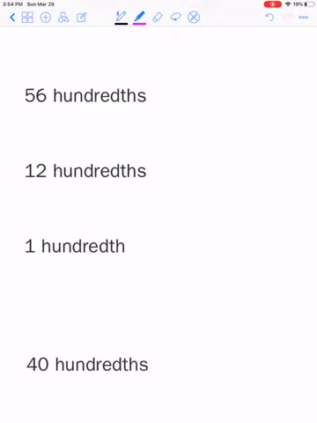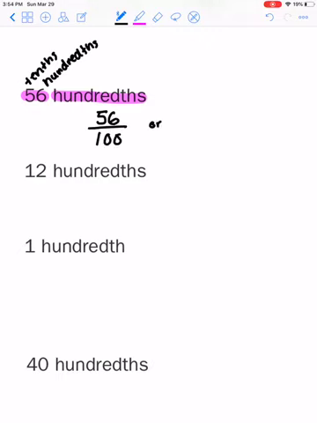You'll notice our new place value is hundredths, and you'll notice that this number has 2 digits in it. So the 5 would be in the tenths place, and the 6 is in the hundredths place. If I were to write this as a fraction, it would be 56 over 100. And if I was to write this as a decimal, it would be 0 and 56 hundredths. 12 hundredths as a fraction is 12 over 100, or as a decimal is 0.12, or 0 and 12 hundredths.